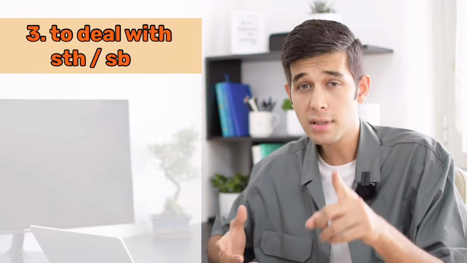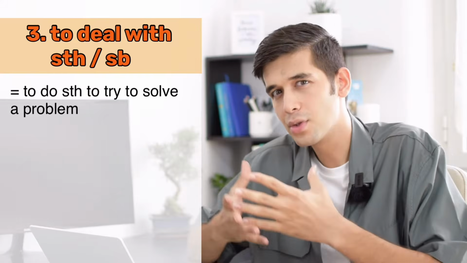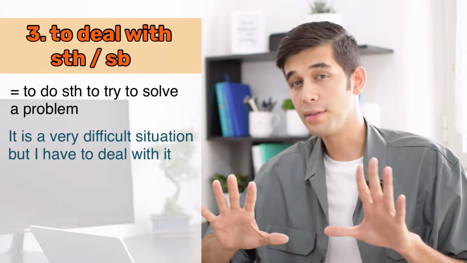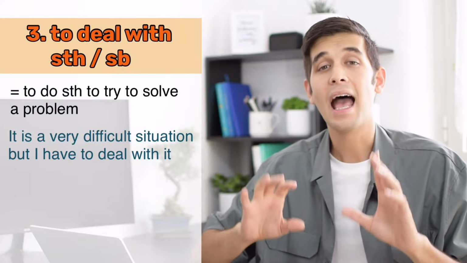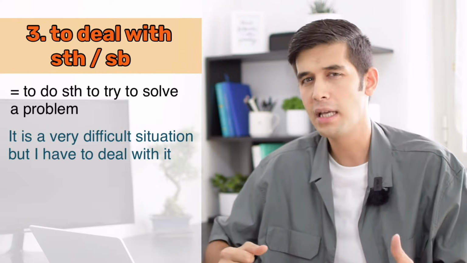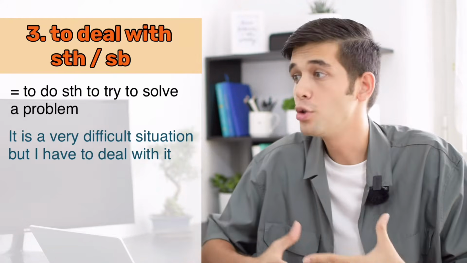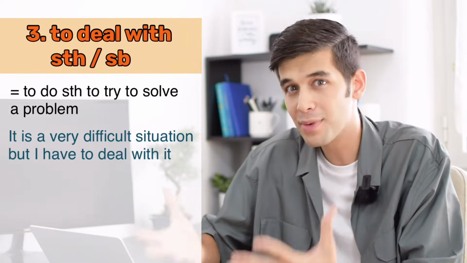Number 3 is to deal with something or to deal with somebody. Now, we use this phrasal verb when we want to say to do something to try to solve a problem. For example, it is a very difficult situation, but I have to deal with it. It means the situation is really difficult, but I have to try hard to solve the problem, right? I have to deal with this problem.